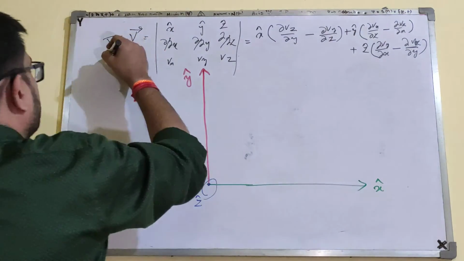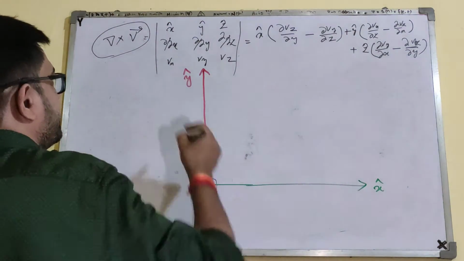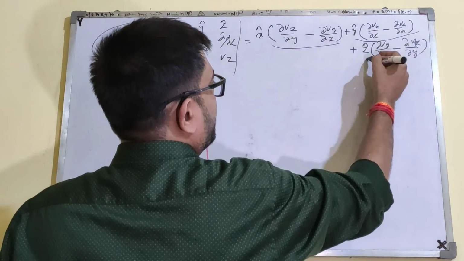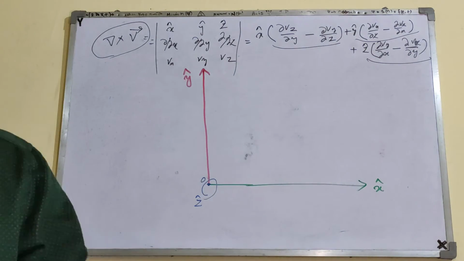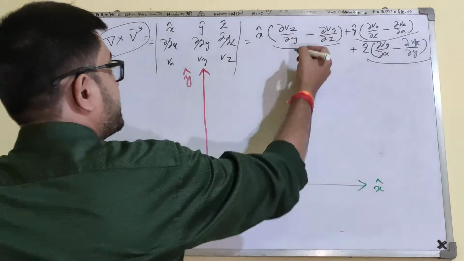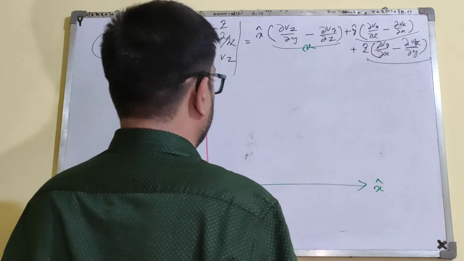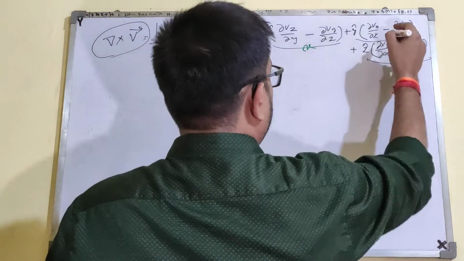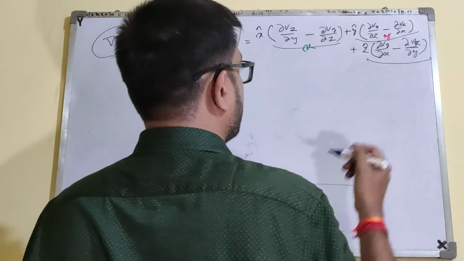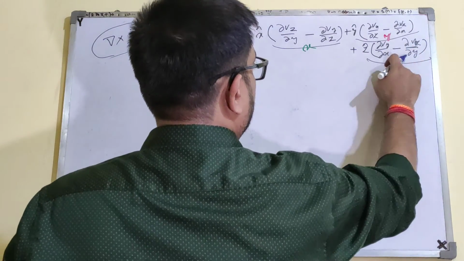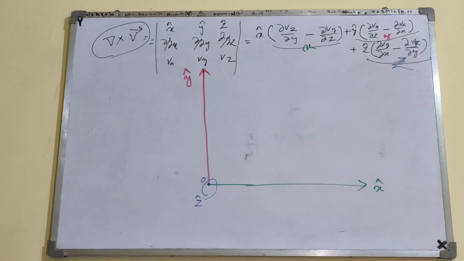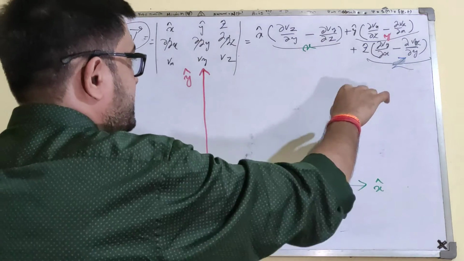If I expand this determinant, this is going to give me this expression, which is basically a vector. Again, the curl of a vector field gives you a vector, and the vector has three components: x component, y component and z component. The x component is in green, the y component I'm going to use red, and this is the z component. You can also see that from the unit vectors assigned to them. Now let us find what happens in the z component.